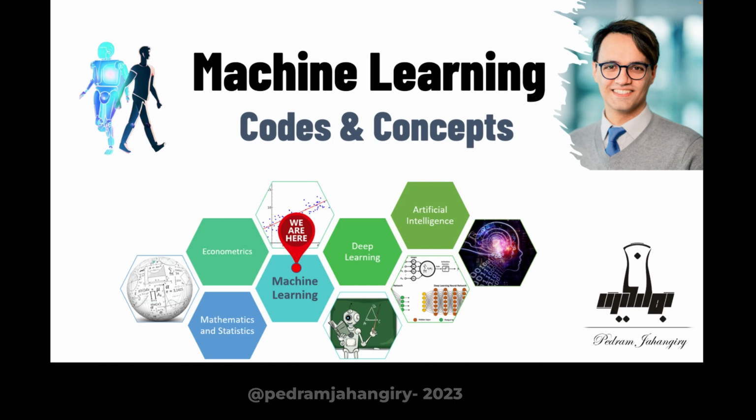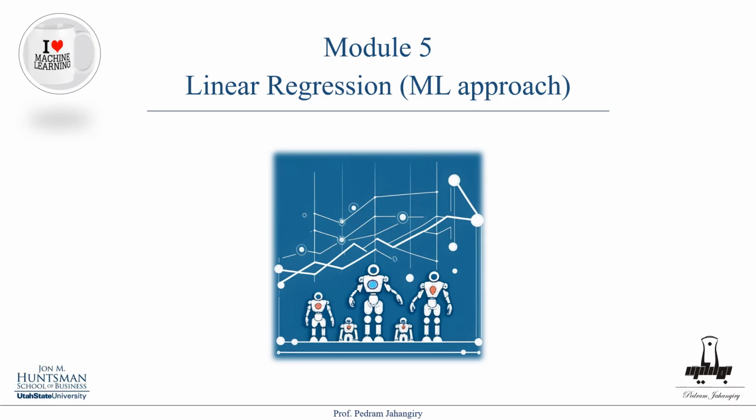Let's get started. All right, this is our module number 5, linear regression machine learning approach. In module 3, if you remember, we looked at the exact same model, the linear regression models, but it was an econometric approach. But here in module 5, now that we have covered the fundamentals of machine learning and we know how the machines actually learn, it is time to look into our very first simple machine learning model, which is linear regression. I want you to pay very good attention.